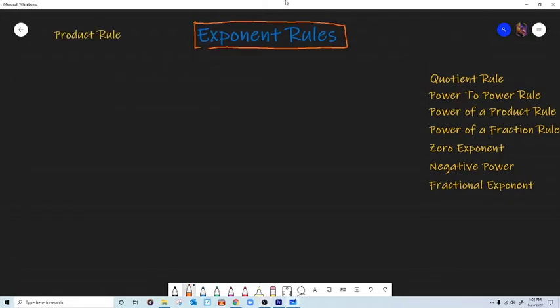First up is the product rule. What it says is that if I have two numbers, or if I have a number that's the same number and you're multiplying them, and one's raised to one power, let's call it m, and another one's raised to another power, n, you just simply add their exponents. Next up, the quotient rule.